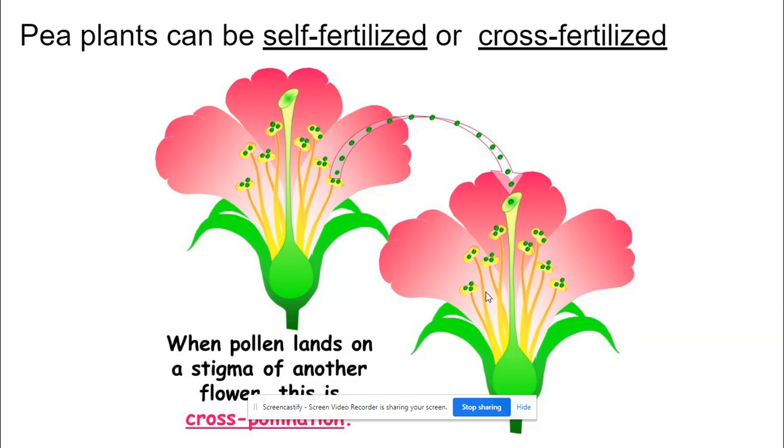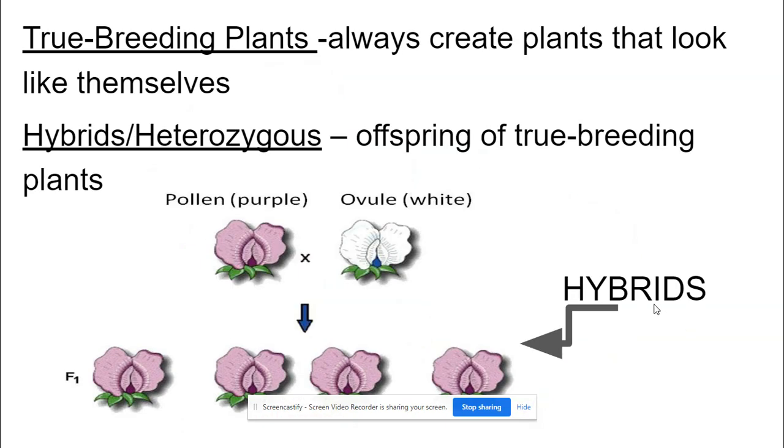So Mendel wanted to use this to his advantage, and he wanted to control the pollination. So what he did was he would remove the male parts from this plant and keep the female part, and then he would remove the female part from the other plant and keep the male part, and he would actually control the fertilization. So what he created was what he called true breeding plants. He always created plants that looked like themselves.